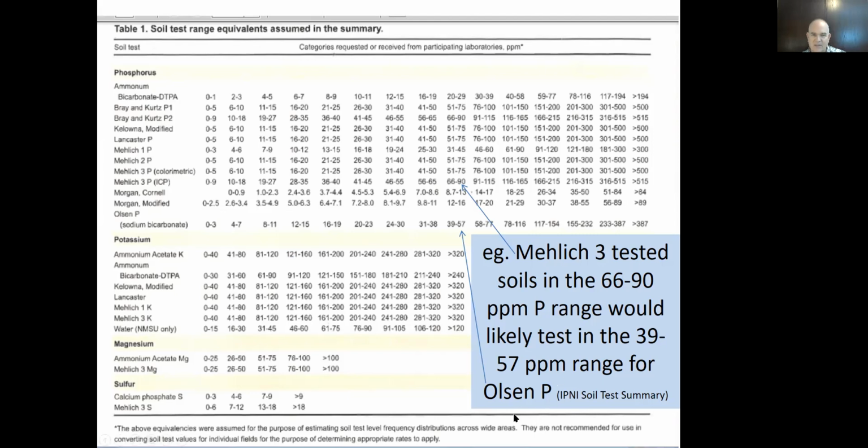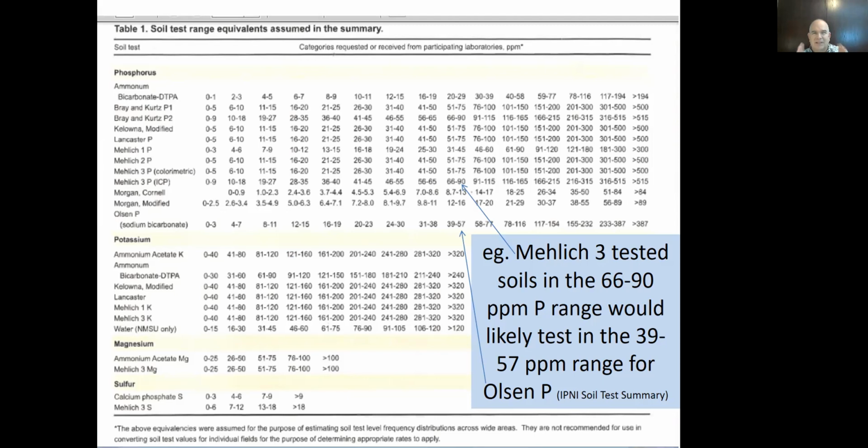And you can see, again, this is an IPNI document. For example, here's this category right here. You can see this Mehlich 3 ICP value of 66 to 90. What would be equivalent for an Olsen P sodium bicarbonate test is down here. It'd be about 39 to 57, about half. In other words, the Olsen bicarbonate test is going to run about half of what a Mehlich 3 ICP test is going to do. And is that a problem?